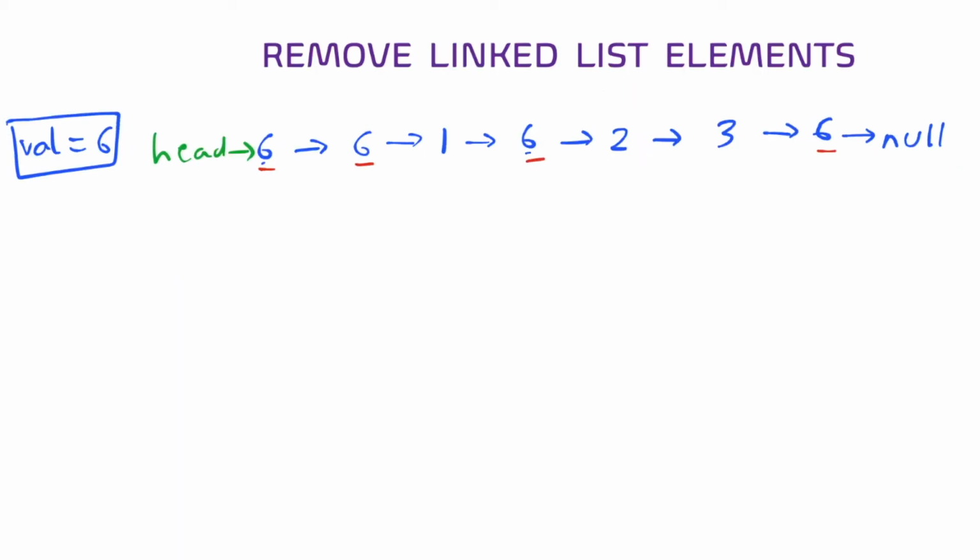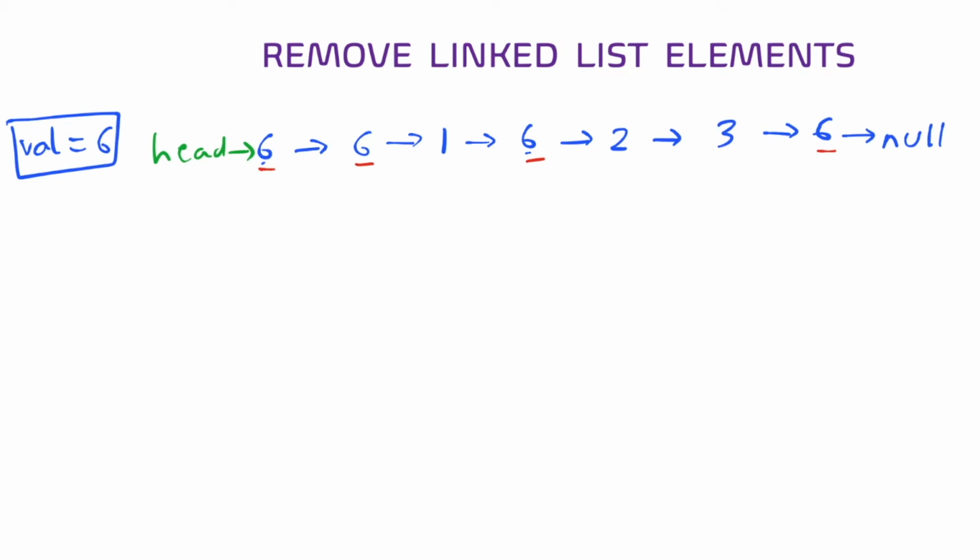Now let's look at how we can delete all the nodes from a linked list whose value matches val. To delete all the elements from a linked list matching a value, we need to traverse the linked list from the start till the end. We just saw that if we want to delete a node, we need to make its previous node point to its next node so that it skips over the node we want to delete.